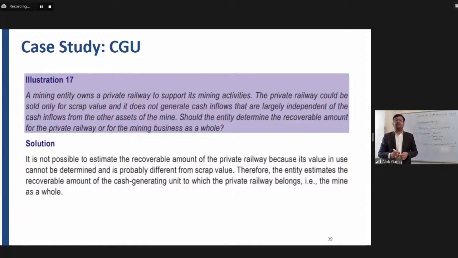Why? Because it is not possible to estimate the recoverable amount of the private railway, because its value in use cannot be determined and is probably different from the scrap value. Of course, this private railway is providing productivity. It is providing a future economic benefit, but since it is not generating cash flow independently, the recoverable value cannot be calculated. Therefore, the entity estimates the recoverable amount of the cash generating unit to which the private railway belongs. That is the mine as a whole.